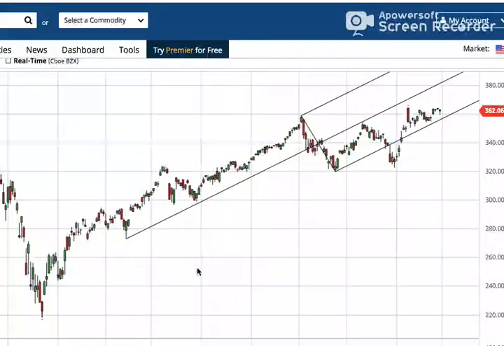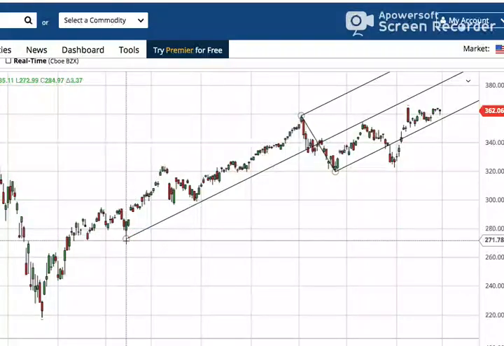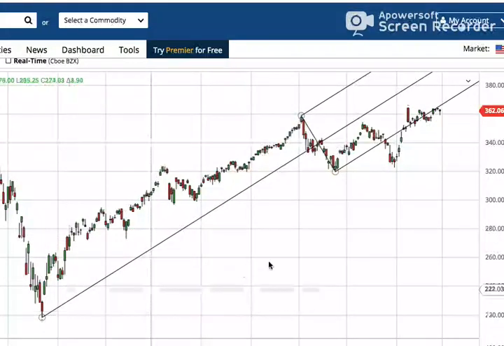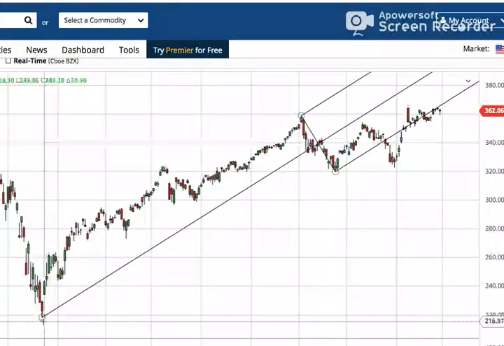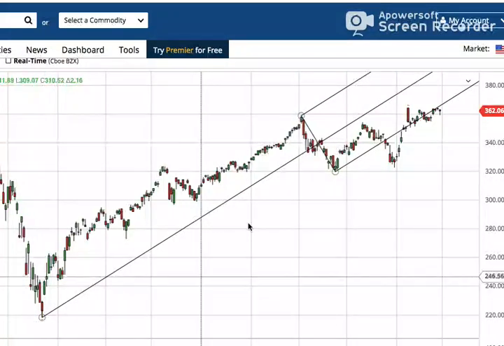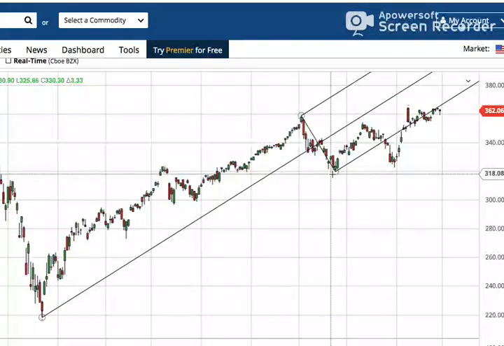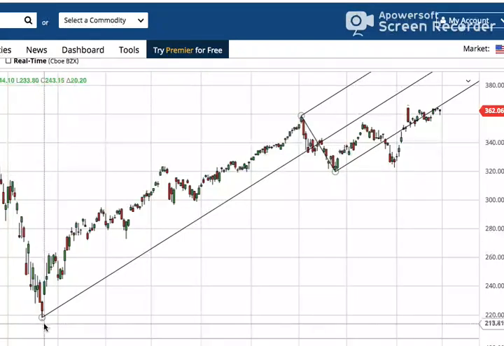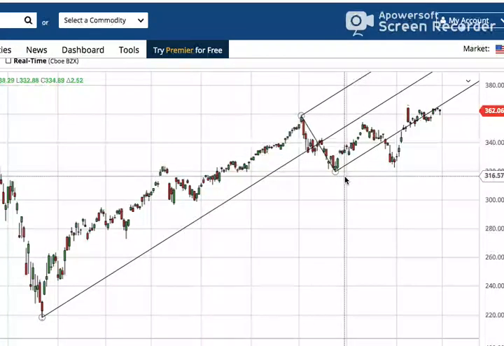Another interesting pitchfork that I think is pretty indicative is this one, right? So you can connect any major low with a major high and a major low as long as it's objective. My apologies, you don't want it to be subjective. You want to clearly be connecting a major low with a major high and a major low. So a lot of times charts will have multiple valid pitchforks.